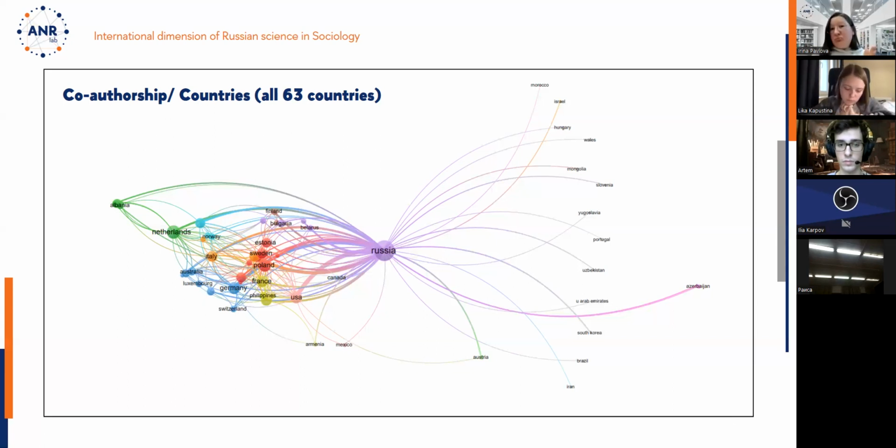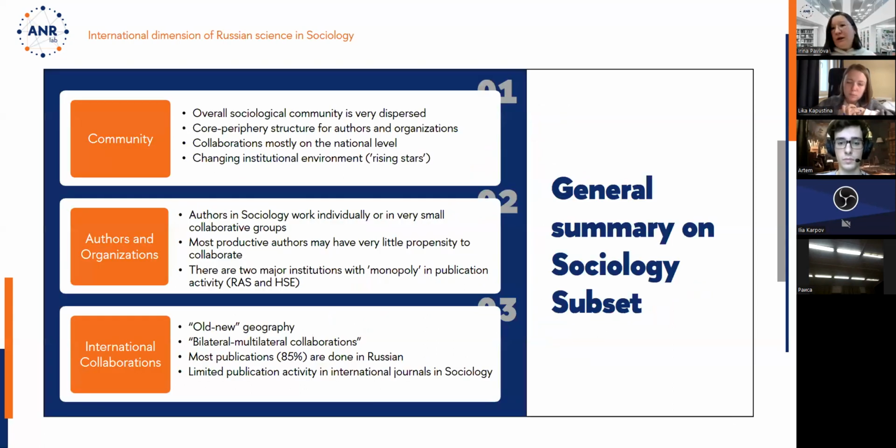So maybe 63 countries, not that much, with one publication set as threshold, but I think this is quite an interesting result. Here we see strict differentiation of bilateral and multilateral collaborations. So for my part, I will sum up very briefly. So this is a logical community. So the results, these insights from the study of this sociology data set.